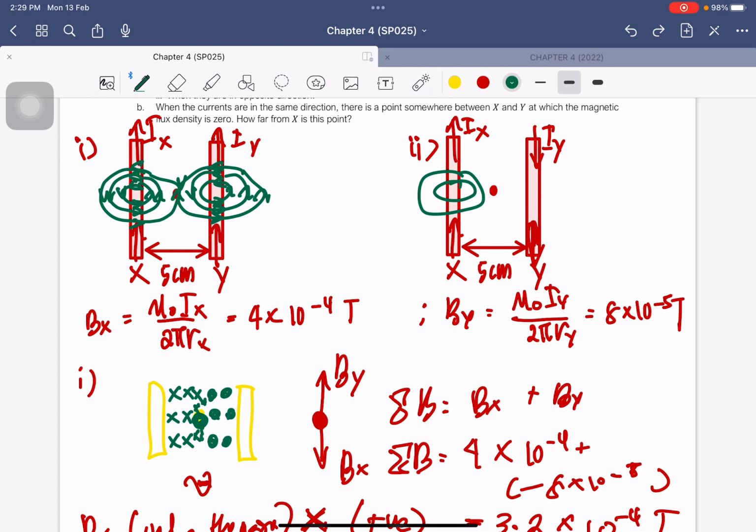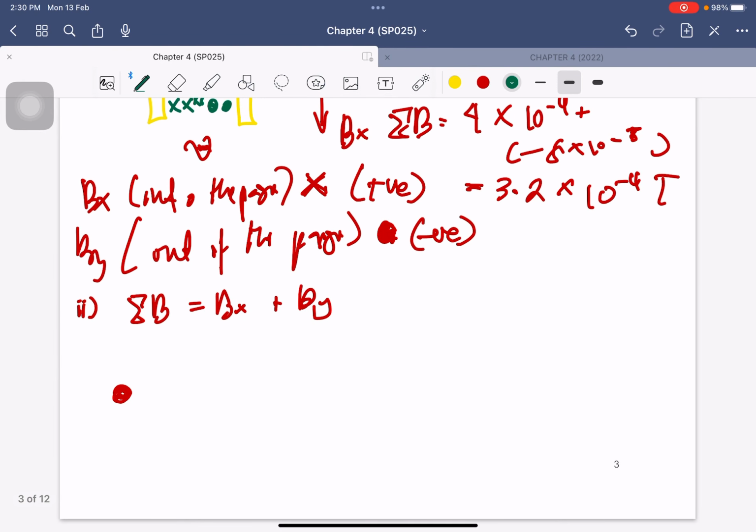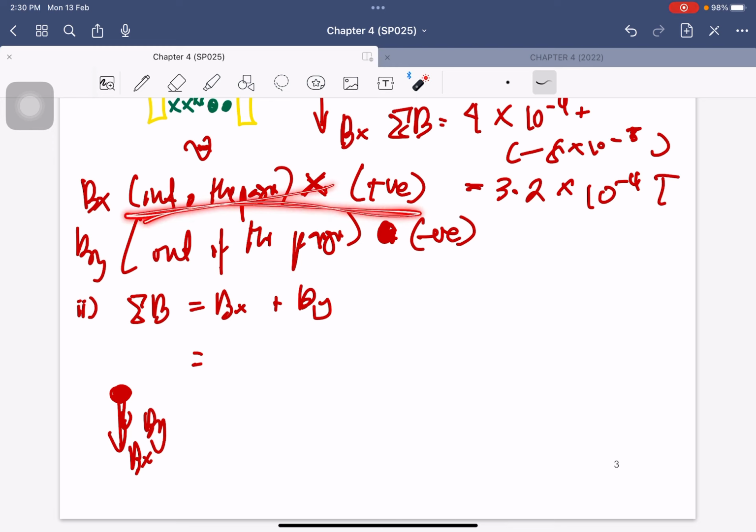Oh, the lines cannot intersect each other. This is so hard to draw perfectly. Not hard, I'm just lazy. So this is anti-clockwise, and I'm just going to focus at this point here. And this one is clockwise, so this is going to be pointing upwards. At this point here, both of them are going into the page. So if into the page, what do we see? We see X, so it is going downwards. So BX and BY are both downwards.